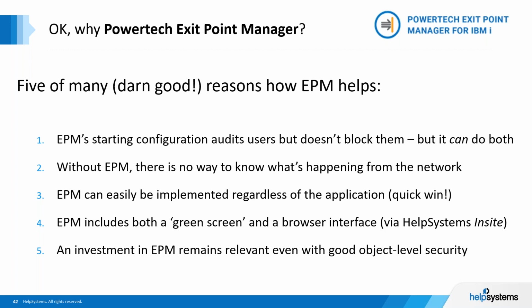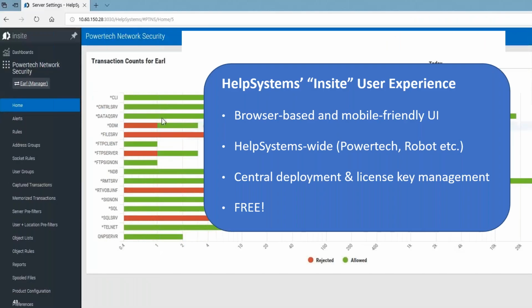If you have good object level security, or you feel that you're going to get to a state of good object level security, Exit Point Manager still remains relevant, predominantly because it gives us flexibility that the operating system doesn't have, and it also allows us to audit those connections, an important area that is lacking in IBM i alone.